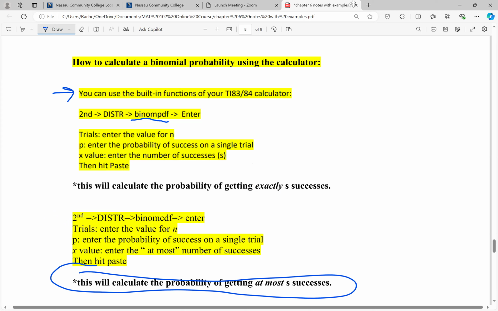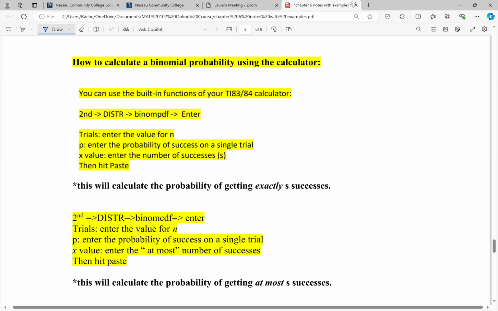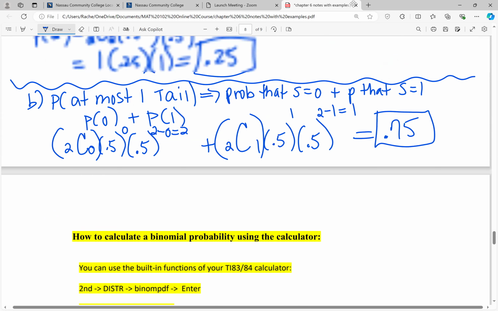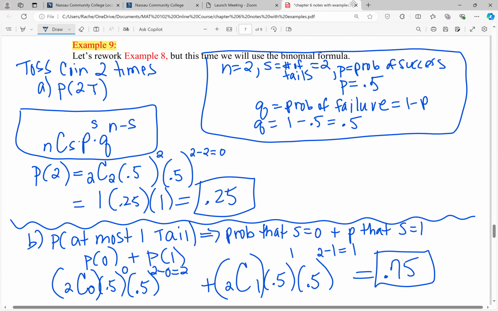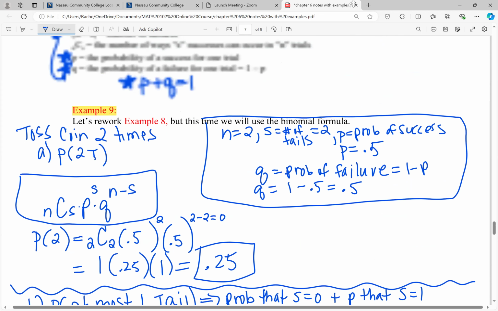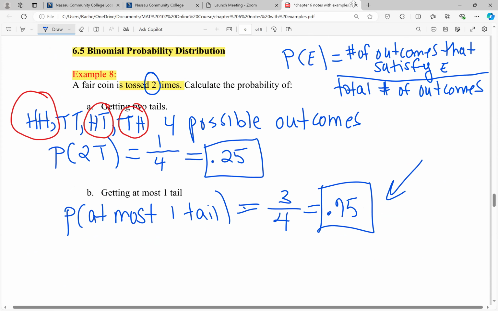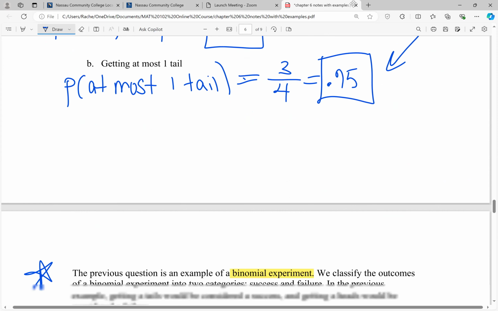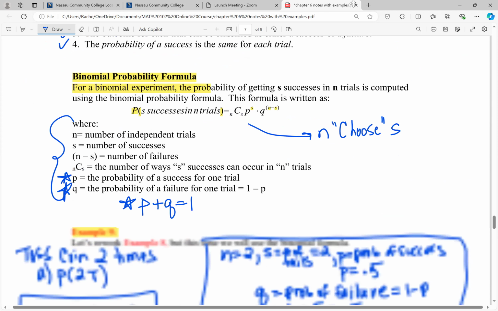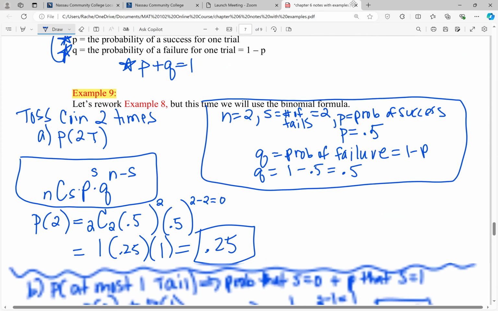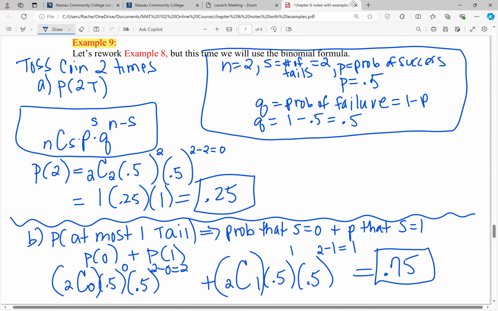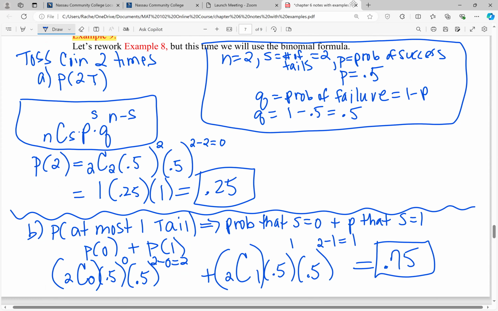So why don't we do this? Let's go back to the problem that we did in the last lecture, where we tossed the coin 2 times, and I wanted to know the probability of getting exactly 2 tails, and then the probability of getting at most 1 tail. We've already done it 2 ways. We did it using a list of all the probabilities, calculating them by hand using the sample space. And the second way, because we realized that tossing the coin twice was a binomial experiment, I showed you how to use the binomial formula.